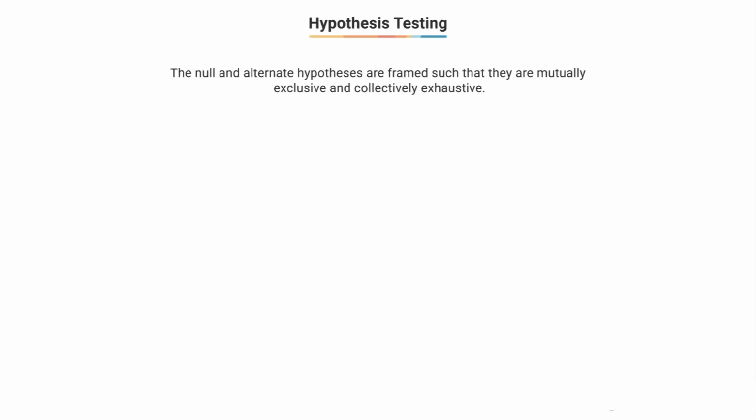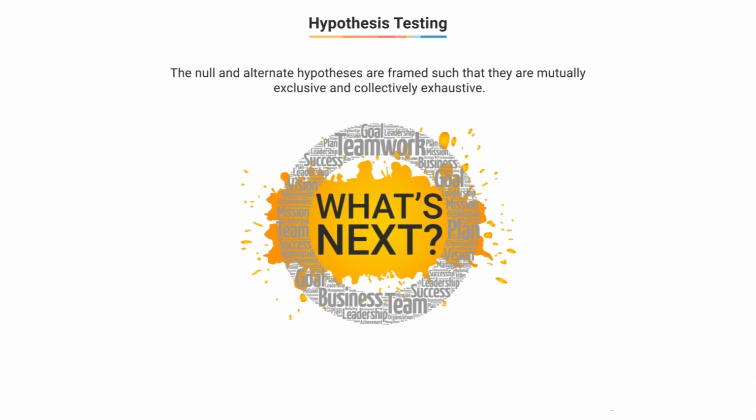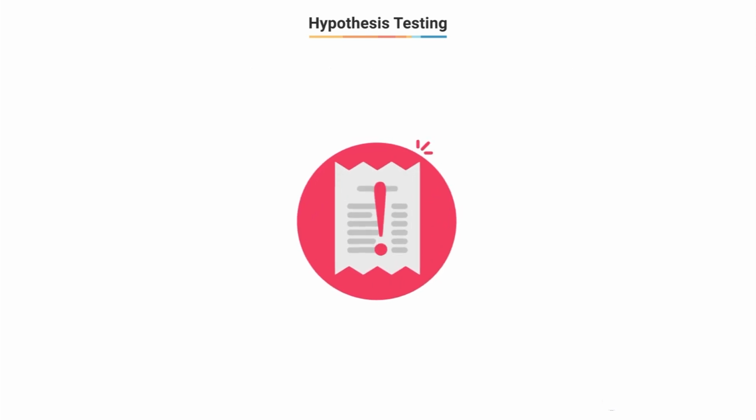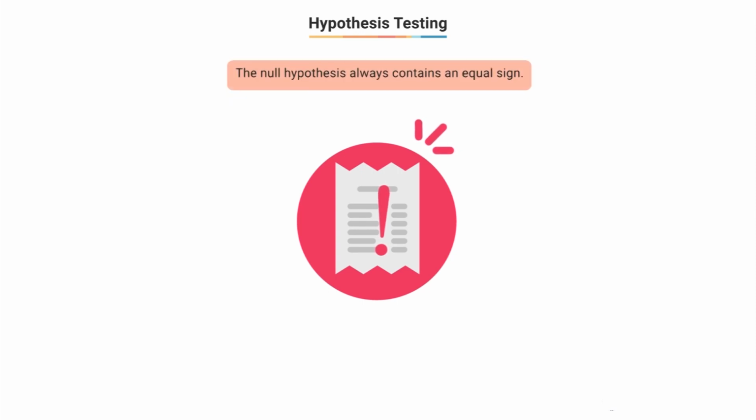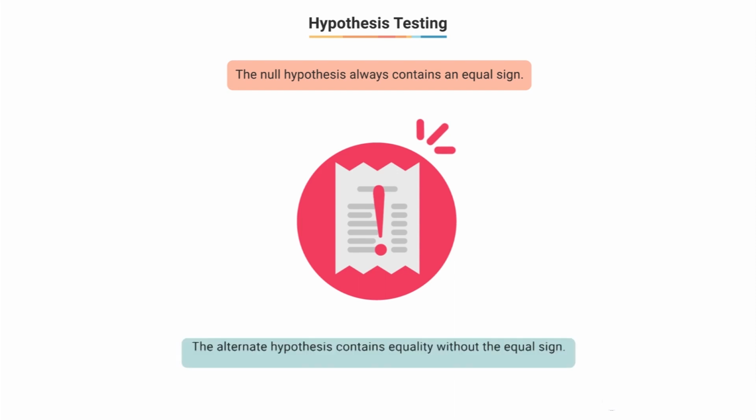The next thing you learned is that the null and alternate hypotheses are framed such that they are mutually exclusive and collectively exhaustive. And finally, the third point you learned is that the general convention we follow is that the null hypothesis always contains an equality sign, while the alternate hypothesis contains an inequality without the equal to sign.